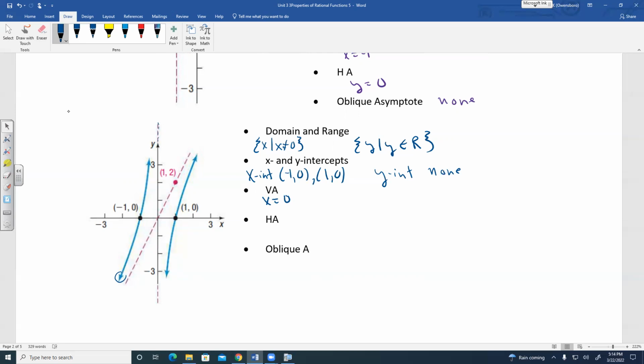The horizontal asymptote, there's not one, so none. But there is an oblique asymptote. To find it, it's an equation of a line. Notice that we do know 2 points. We know (0, 0) and this point (1, 2). Remember, to find a slanted line, we can use the equation y equals mx plus b. And I can use those two ordered pairs to find the slope.